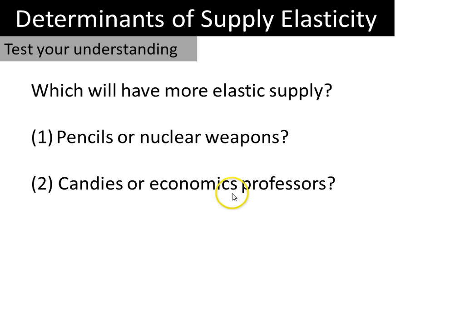How about candies and economics professors? Which supplies do you think are easier to increase? Of course, candies. In order to be an economics professor, you need to get a PhD, which takes 5 to 6 years after your bachelor's degree. So if you wanted to increase the supply of economics professors, it would take you at least 6 years to be able to do that. So the supply elasticity in the meanwhile is going to be very low. On the other hand, the supply elasticity of candies is going to be relatively high.